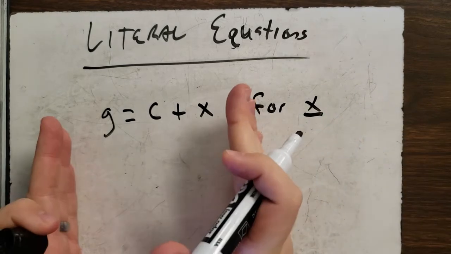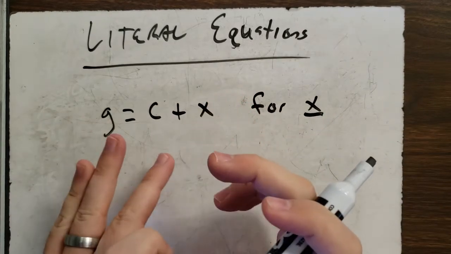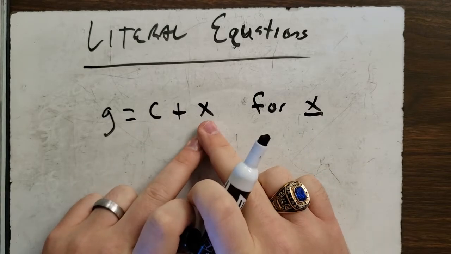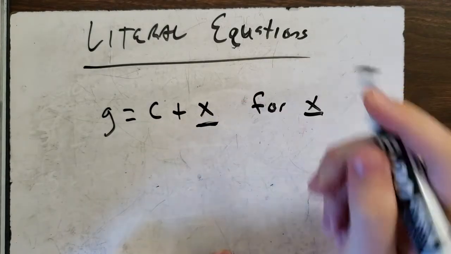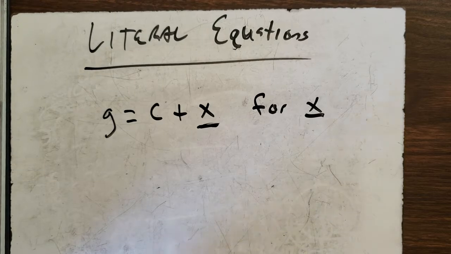So we look at our problem here. G equals C plus X. So our X is here. That's what we're trying to solve. That's what we're trying to get by itself.